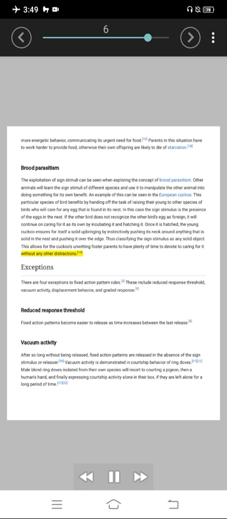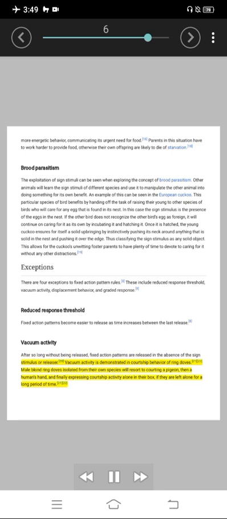Exceptions. There are 4 exceptions to fixed action pattern rules. These include reduced response threshold, vacuum activity, displacement behavior, and graded response. Reduced response threshold: fixed action patterns become easier to release as time increases between the last release. Vacuum activity: after so long without being released, fixed action patterns are released in the absence of the sign stimulus or releaser.